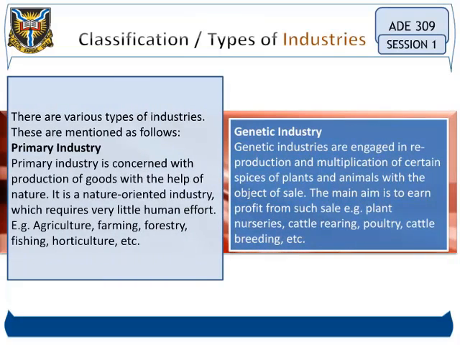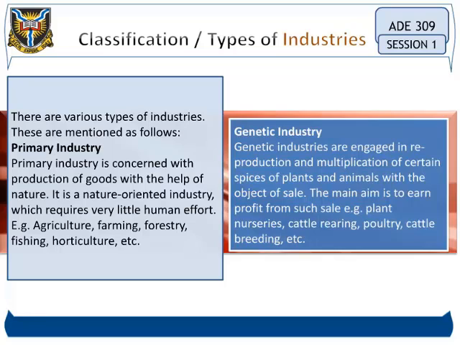Classification. Types of industries. There are various types of industries. These are mentioned as follows. Primary industry. Primary industry is concerned with production of goods with the help of nature. It is a nature-oriented industry which requires very little human effort, e.g., agriculture, farming, forestry, fishing, horticulture, etc.